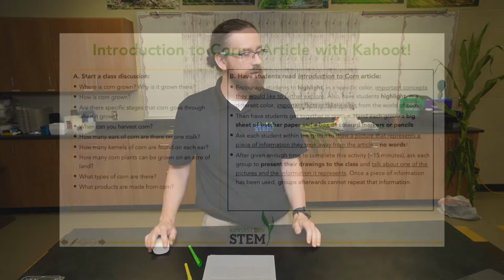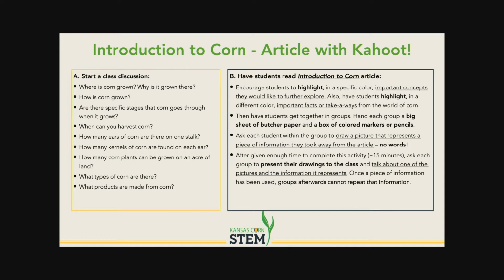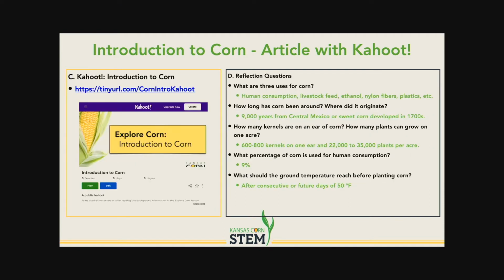And one other thing I want to look at right here is, on the next slide, we do provide another Kahoot for that. It has 12 questions spanning over this Explore Corn article. And if we look at this too, right here on the right side of that slide, you can see that we have some reflection questions. What is the main information that you wanted your students to get from this article or this introduction?